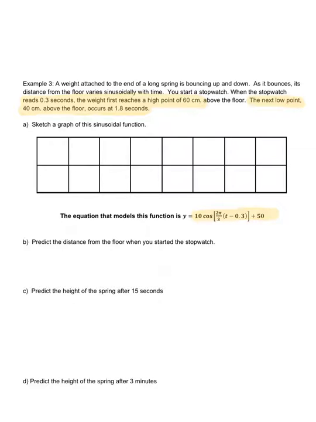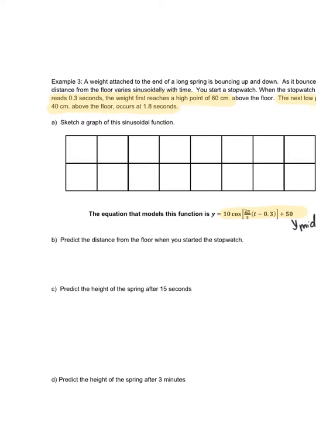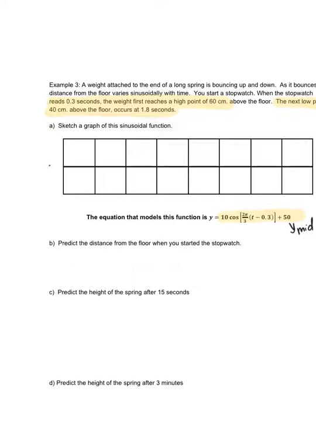So my 50, this is the middle. I'm going to put that on my y-axis. The 10 that's in the front, this is my amplitude. So I can go 10 above 50 and 10 below 50. So 10 above 50 would be 60, 10 below 50 would be 40.